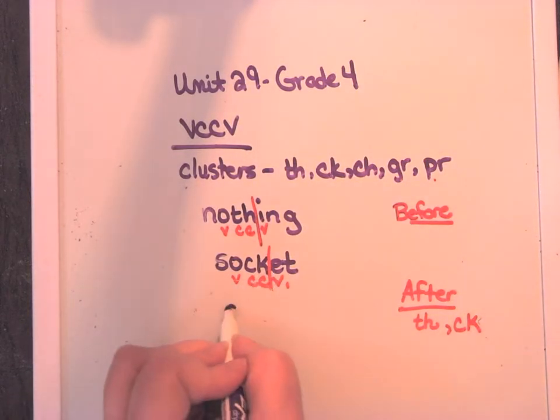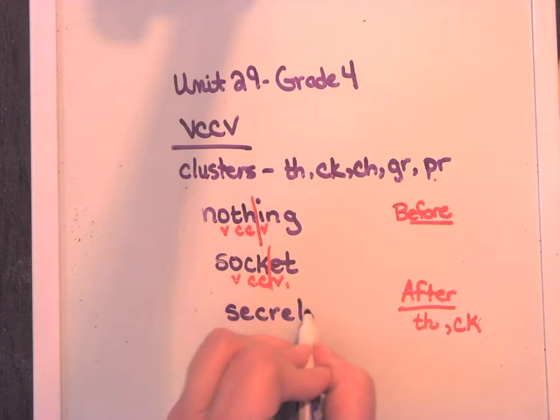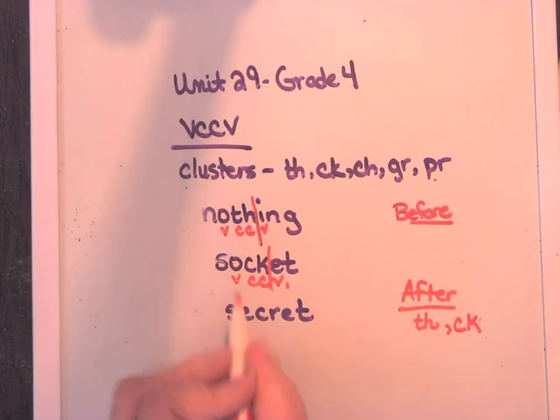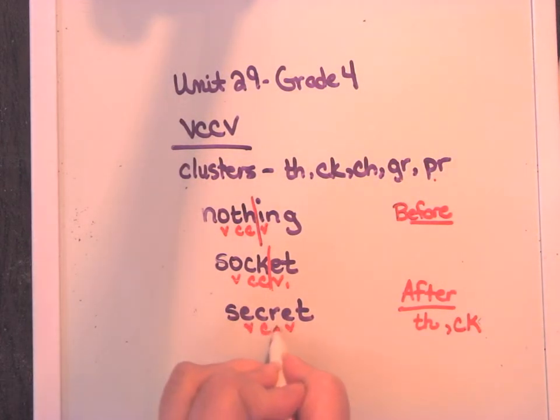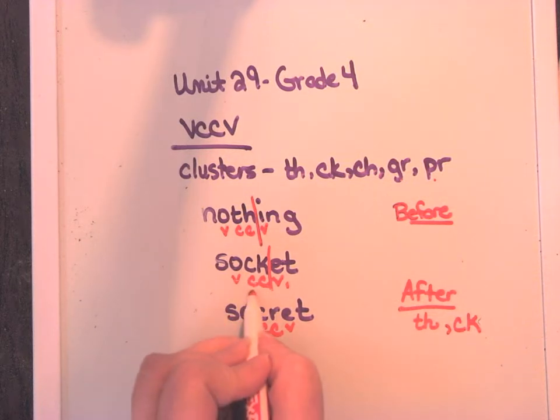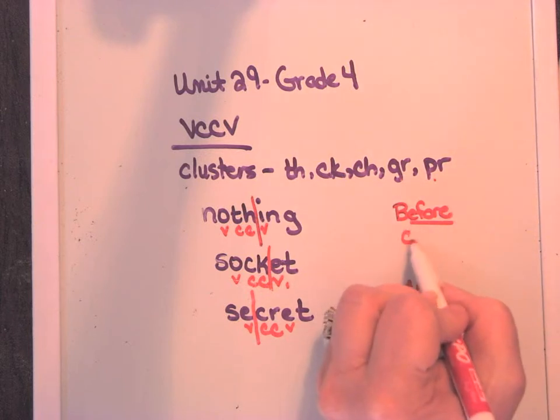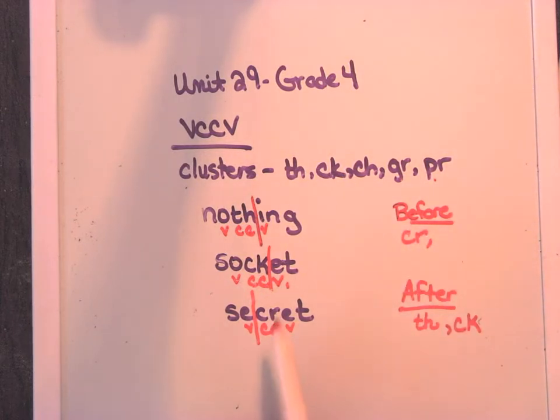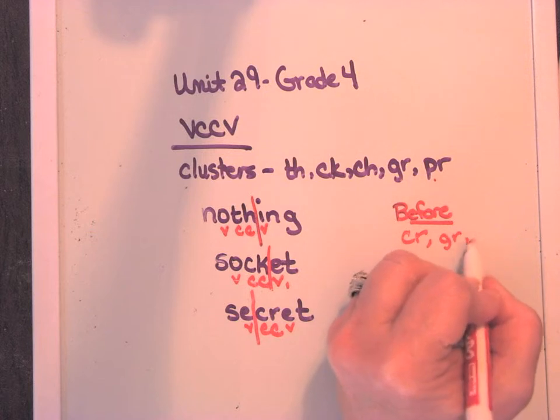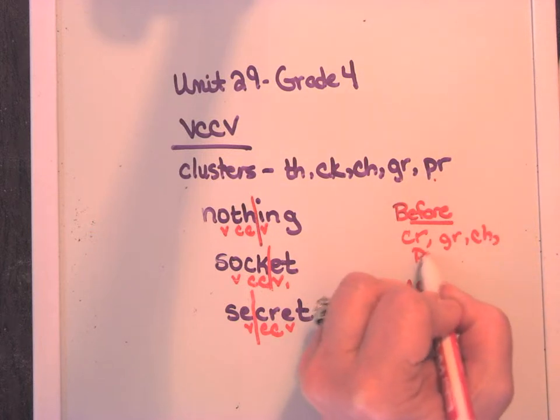Let's do the word secret. We have the word secret, and we have the CR there. We have a vowel here, consonant, consonant. It's not a CK, it's not a TH, so it's going to go in the before category. So if I have a CR in my word, it's going to go before the consonant cluster. Vowel, consonant, yeah, before the consonant cluster. I was right. So GR would be the same way. CH would be the same way. PR would be the same way.